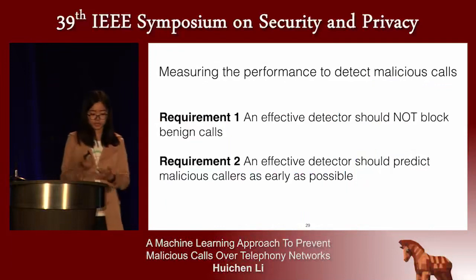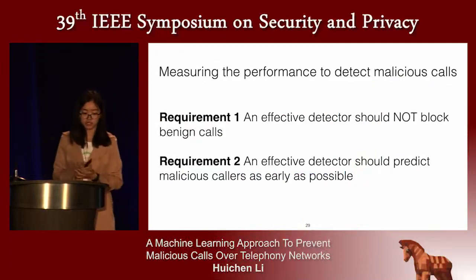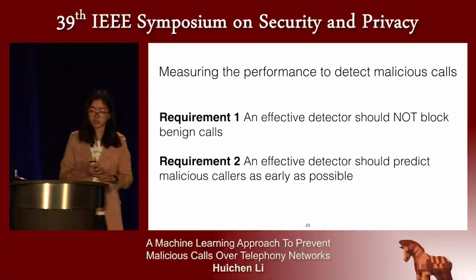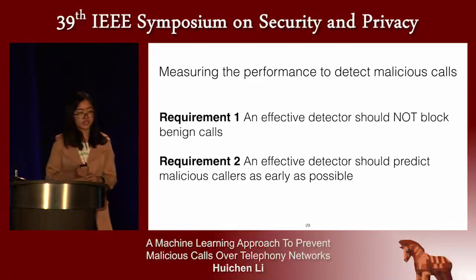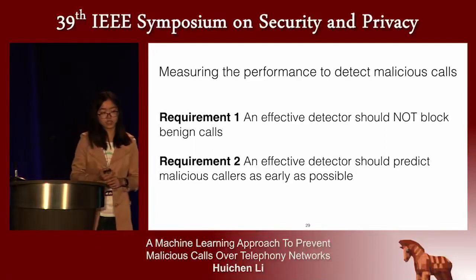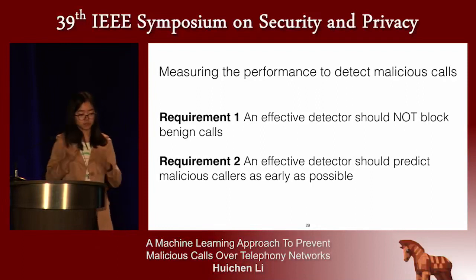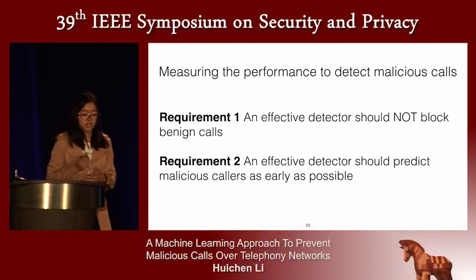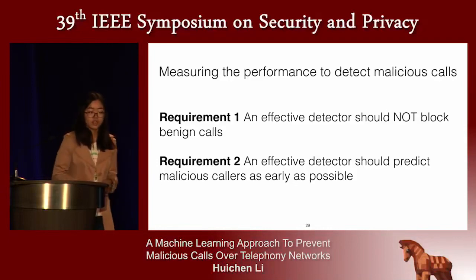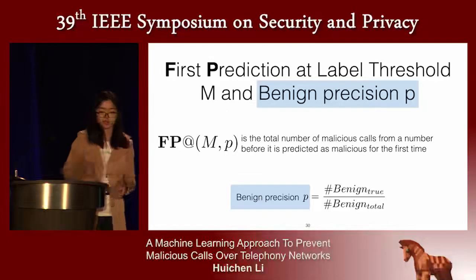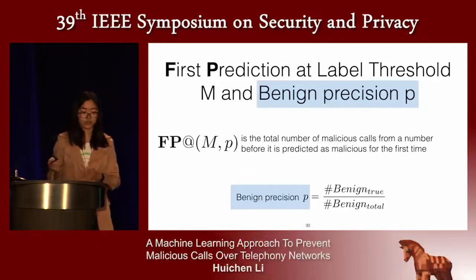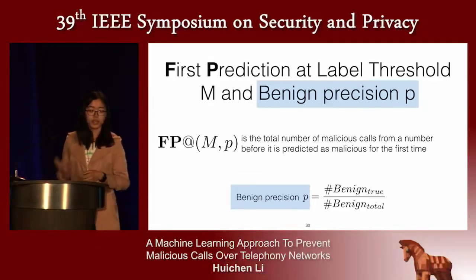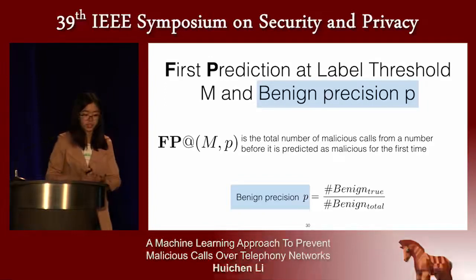Also, we want to measure the performance to detect malicious calls, and there are two requirements. The first one is that an effective detector should not block benign calls, and the second is that it should predict malicious calls as early as possible. And so we introduce a new metric.